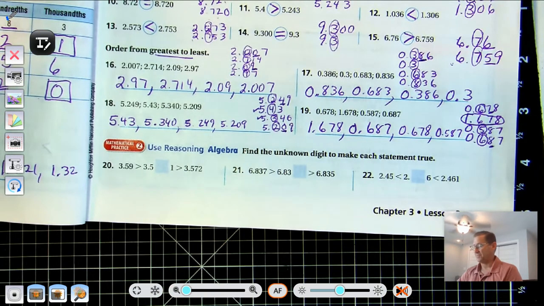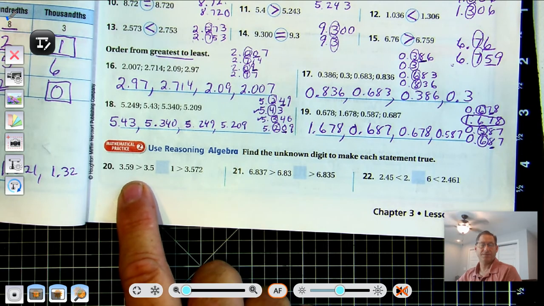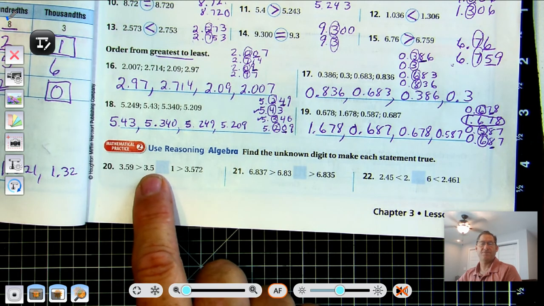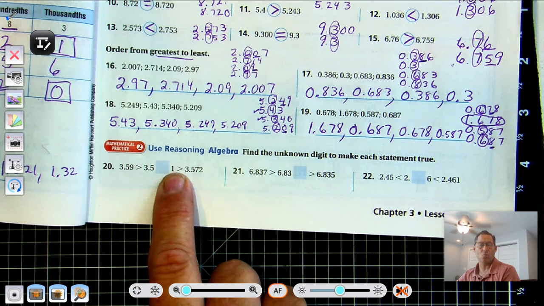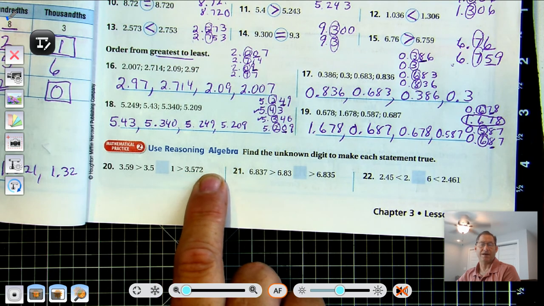Find the unknown digit to make each statement true. 3 and 59 hundredths is greater than 3 and 500-something-1 thousandths, which is greater than 3 and 572 thousandths.